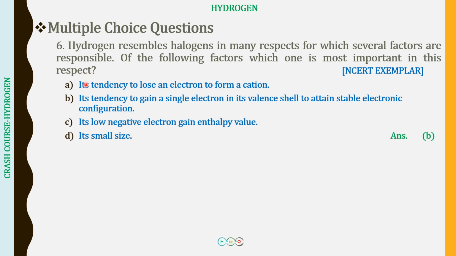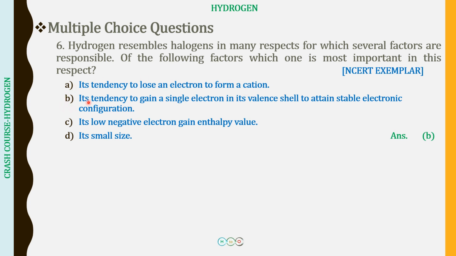Fine. So the first choice is its tendency to lose an electron to form a cation. In this respect, it is going to be similar not to the halogens but to the alkali metals. Hydrogen and alkali metals have the general electronic configuration ns1, one electron in the outermost shell. So here hydrogen and alkali metals are the ones which can lose that electron to form a cation and attain the nearest noble gas configuration.